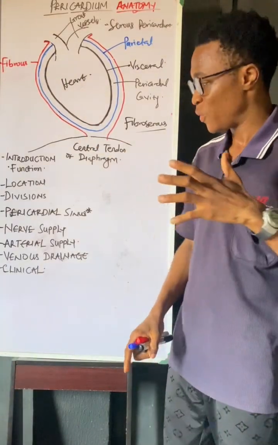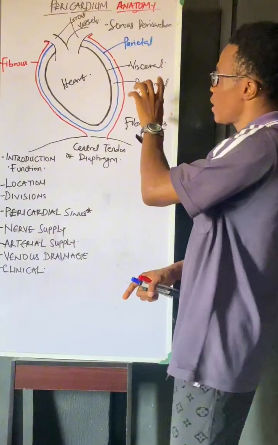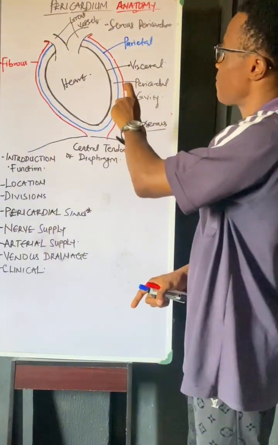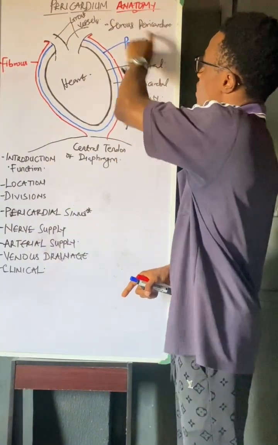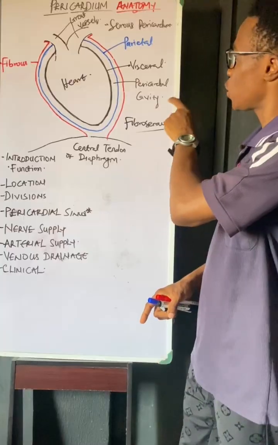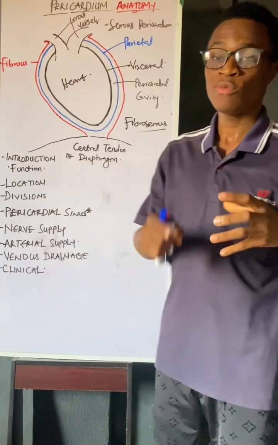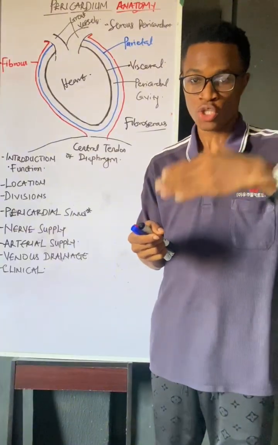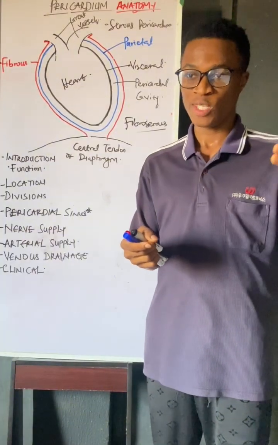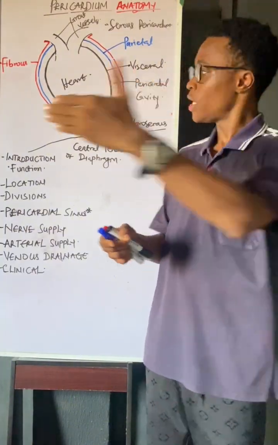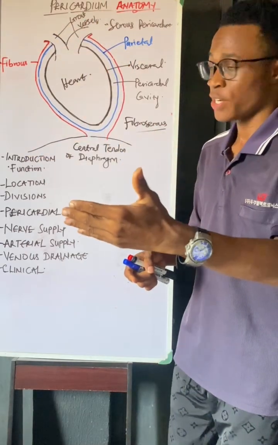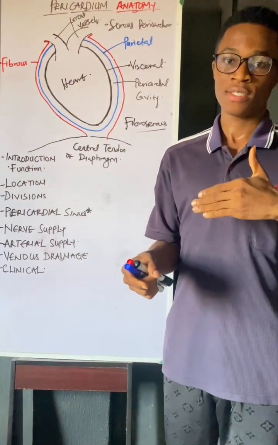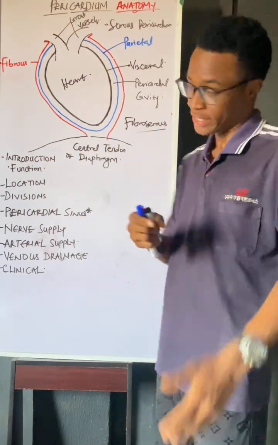Then it is supplied by which nerve? Phrenic nerve. Then the next part will be the visceral part of the serous pericardium. The visceral part of the serous pericardium is the one that is inseparable from the heart. It is in very close relation to the heart. Therefore, the serous pericardium lines the inner part of the fibrous pericardium and the outer part of the heart.